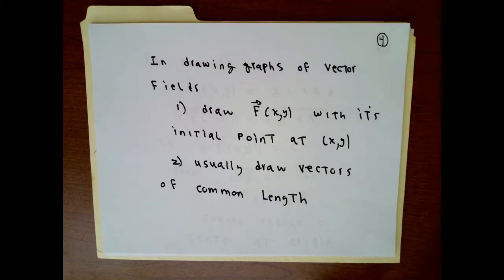Obviously, when you draw graphs of vector fields, you can't draw all of the vectors in because every point in the plane would be covered up by at least one of these arrows. So what you do is you draw selected points on the plane or in three-dimensional space. You put the initial point of the vector at the point you're talking about. Also, we usually draw vectors that have a common length to them.